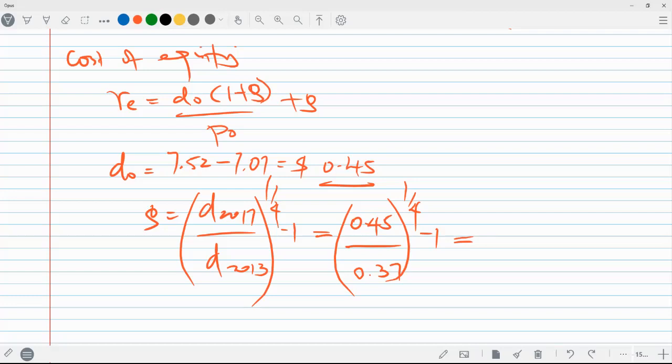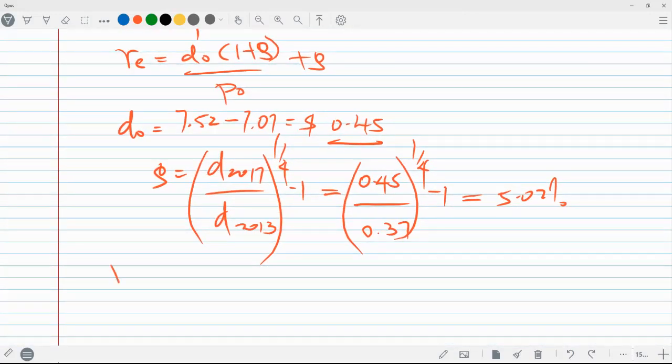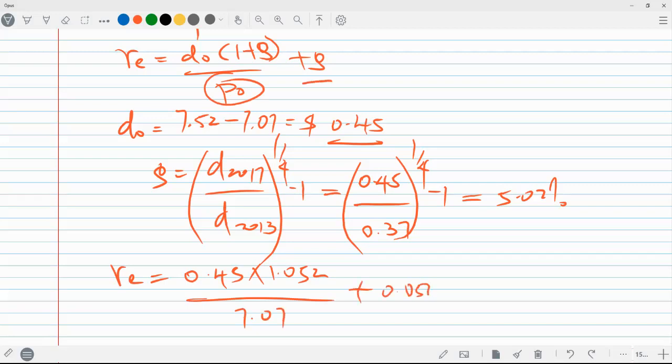What do you get with the growth in the dividend? 5.02%. Okay. Therefore, can I get the cost of the equity? It will be D naught 0.45, growth 1.052, divided by P naught, which is the market value 7.07, plus the growth, the G here, 0.052. As a percent, what do you get therefore? The cost of equity for this company.